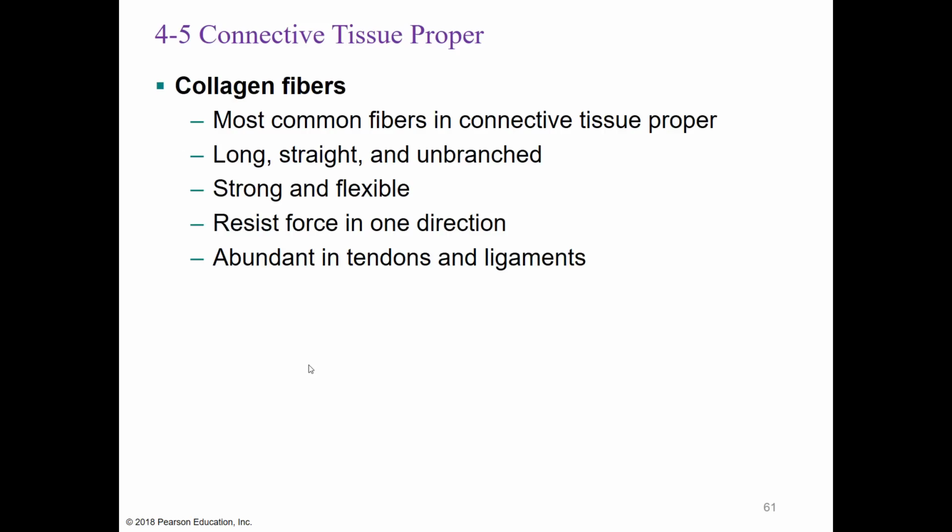So looking first at collagen, it's the most common fiber in connective tissue proper. It is long, straight, and unbranched. They look like strands, and I'll show you some pictures of these things. It's very strong and very flexible. So you're going to find collagen in the skin. That's what gives our skin bounce and elasticity. But as we get older, that starts to break down, and our skin gets a bit less bouncy and can begin to sag or wrinkle.